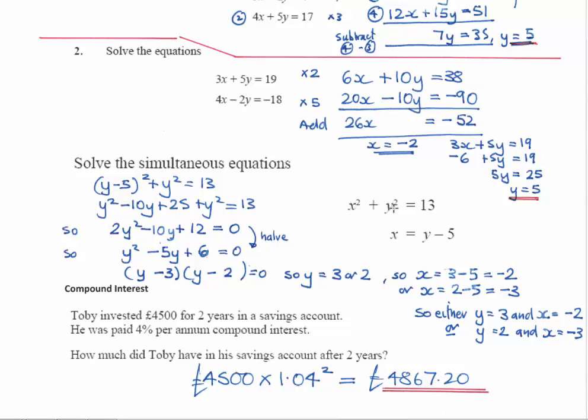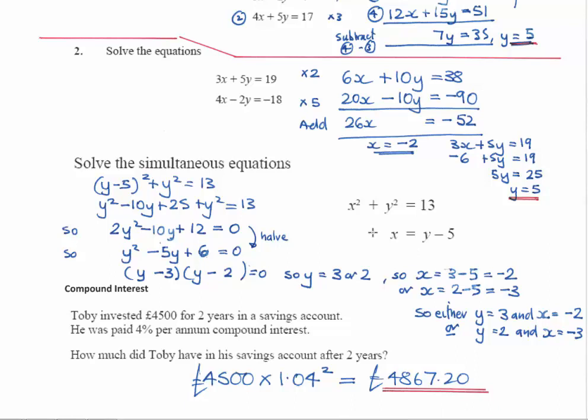So we've got x squared plus y squared equals 13 and x equals y minus 5. And just like before here, we need to get an equation that's just got x or y in. So what I'm going to do is say, well, okay, x squared plus y squared is 13, but x is y minus 5.